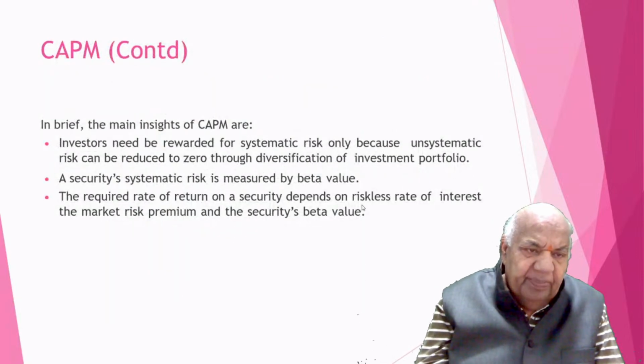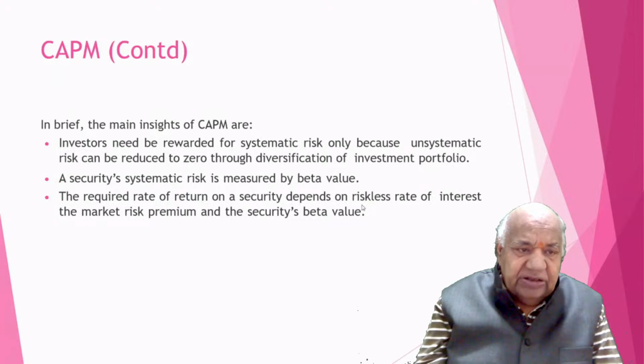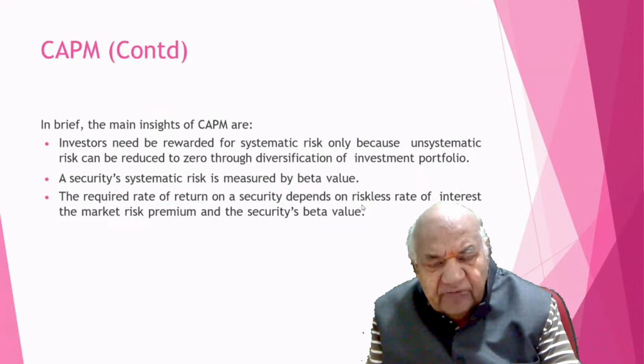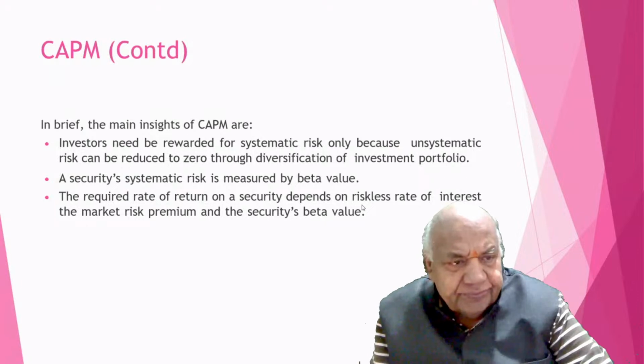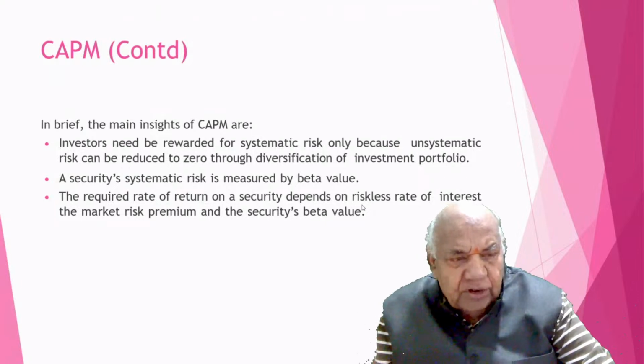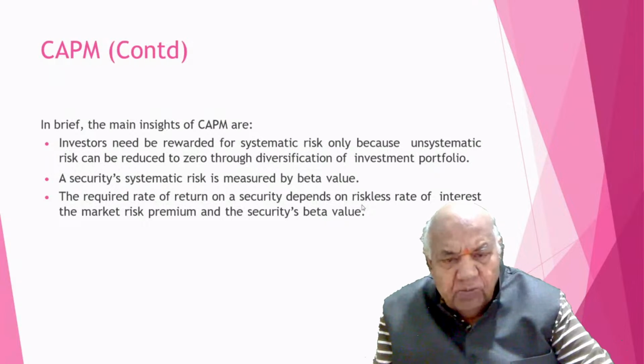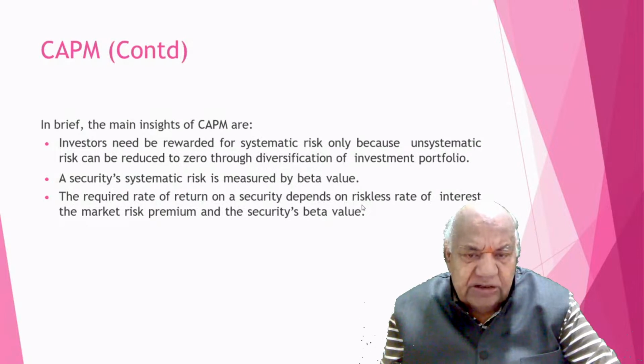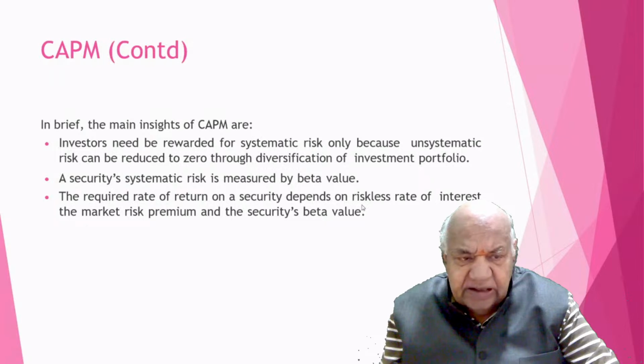In brief, the main insights of CAPM are: investors need to be rewarded for systematic risk only, because unsystematic risk can be reduced to zero through diversification of the investment portfolio. A security's systematic risk is measured by its beta value. The required rate of return on a security depends on the riskless rate of interest, the market risk premium, and the security's beta value.